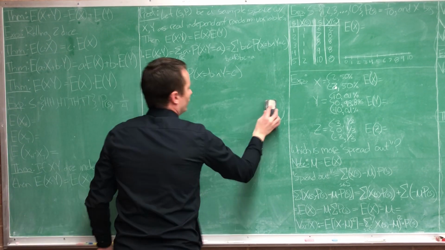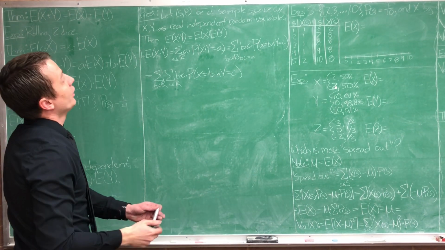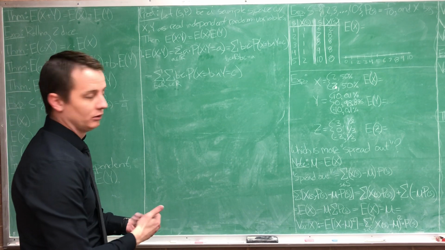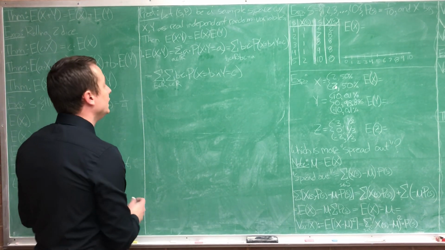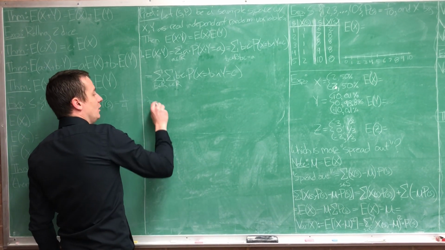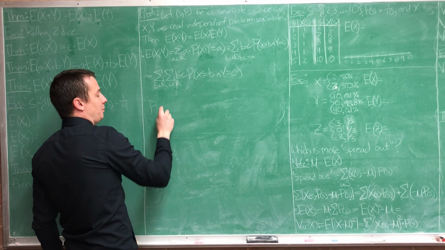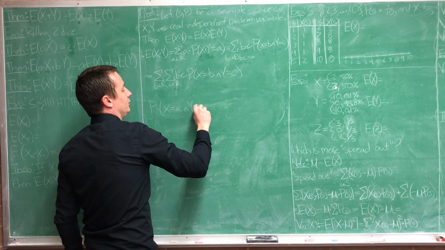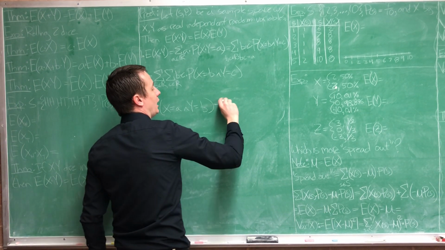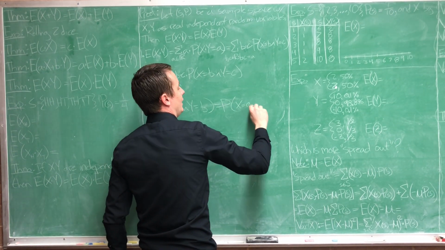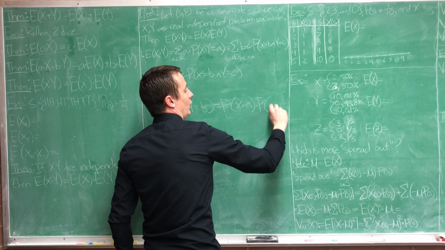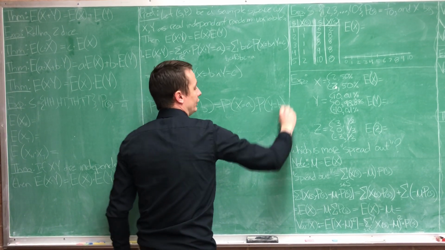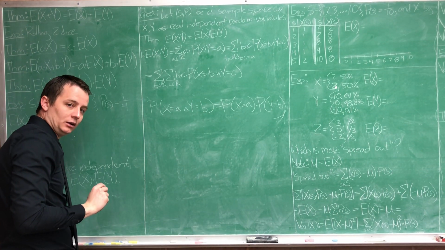But now we're also going to use the information that we know. I know that x and y are independent random variables. What does it mean for them to be independent? If x and y are independent, then the probability that x is equal to a and y is equal to b is equal to the probability that x is equal to a times the probability that y is equal to b. That's by definition what it meant for them to be independent.